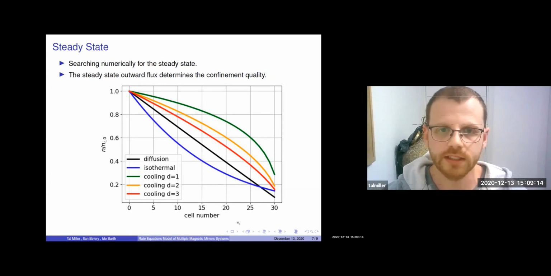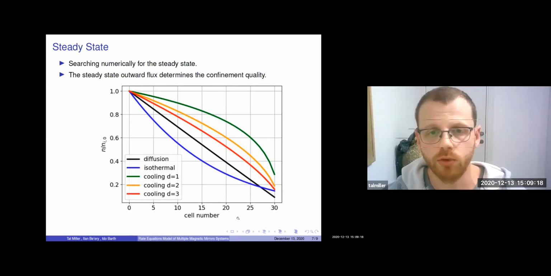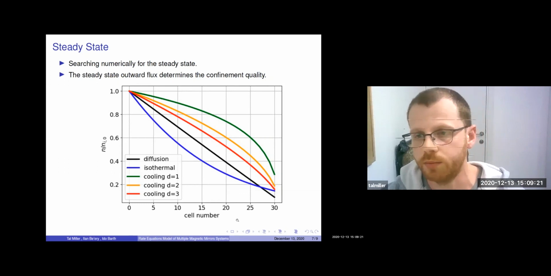So this is how the steady-state solution looks. But what we are really interested in is the steady-state outward flux. This determines the confinement quality.